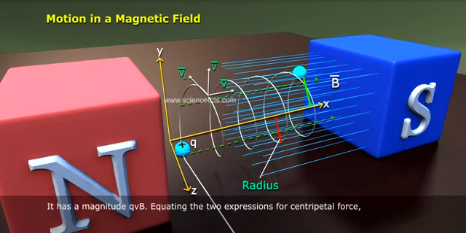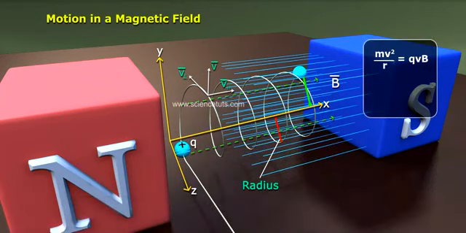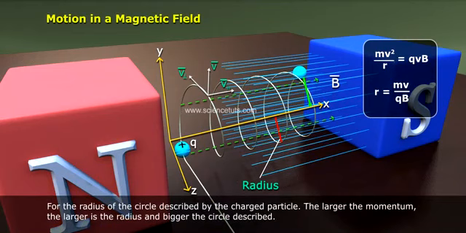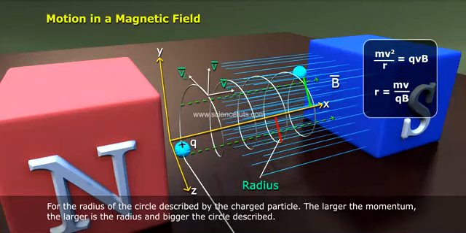It has a magnitude qvB. Equating the two expressions for centripetal force, mv squared by r equals qvB, which gives r equals mv by qB for the radius of the circle described by the charged particle. The larger the momentum, the larger is the radius and bigger the circle described.